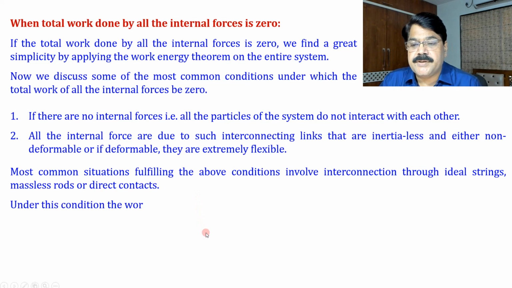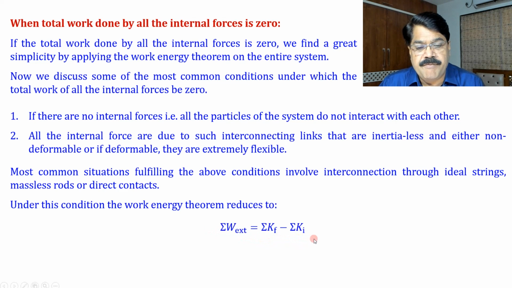Under this condition, the work energy theorem reduces to the summation of W external equals the summation of K final minus K initial. Now we see the question next. If there is any one of these three or their combination, what do we assume? The total work of the internal forces will be zero, and we apply the work energy theorem to the system as a whole.